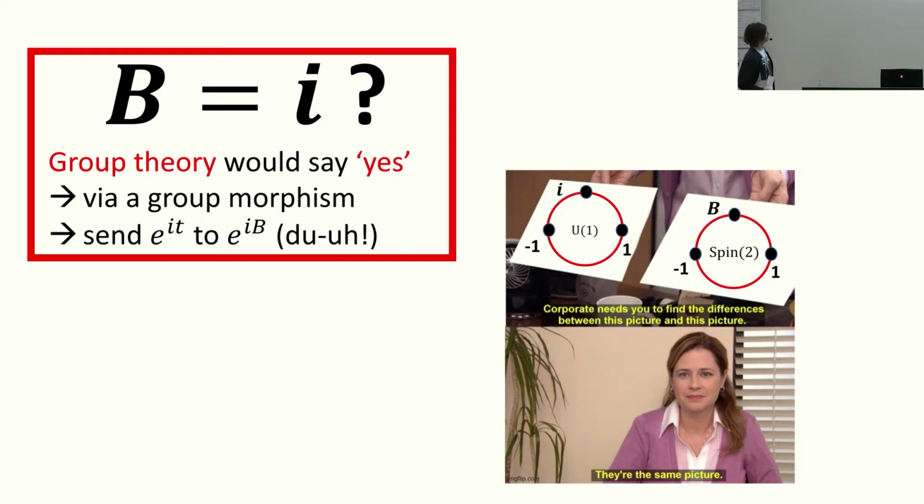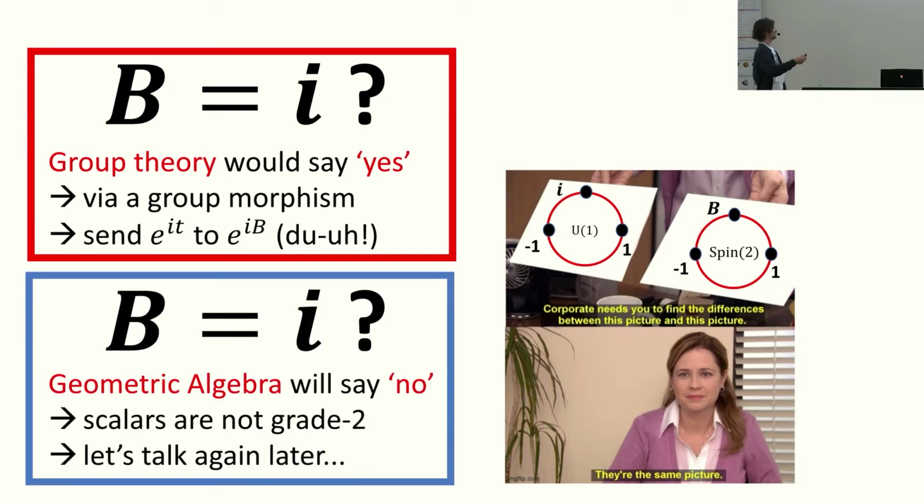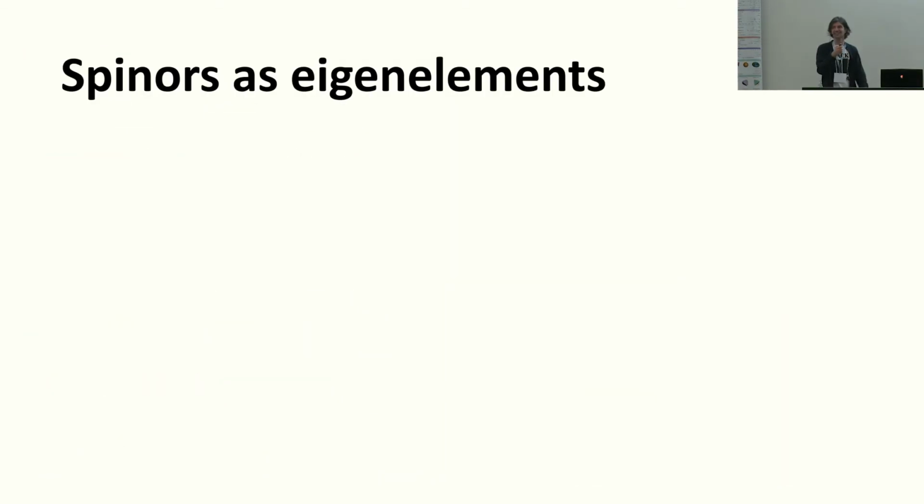So, is B equal to I? Group theory tells you yes. Geometric algebras, well, they will say no, but. And it's the but that I would like to focus on. Scalars are not grade 2, so it's a definite no, but still, I can tell you why it does make sense to say that B is equal to I. I will talk about spinors as eigenelements, which I think is a word that Martin has also been using.